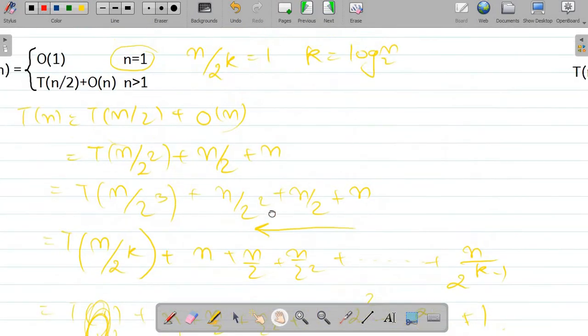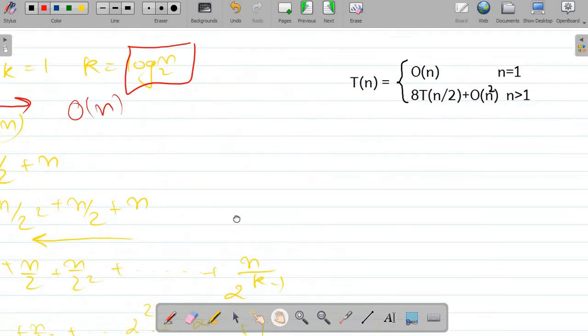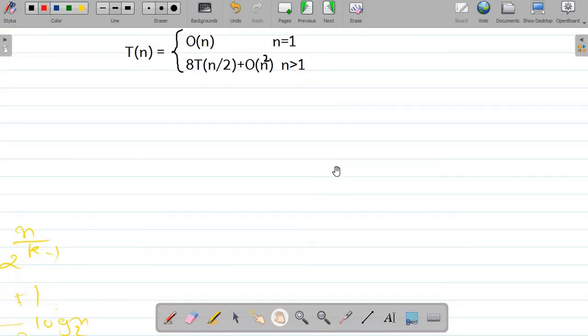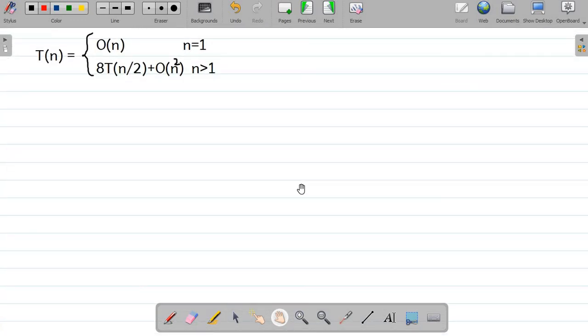So if any recurrence relation has this property, we say that it works in order of n and the height of the tree will be log n. Now coming to this last question, this is a very important question, so please pay a lot of attention to it. Here we have Tn equals 8 times Tn by 2 plus order of n square. So let's just write n square.